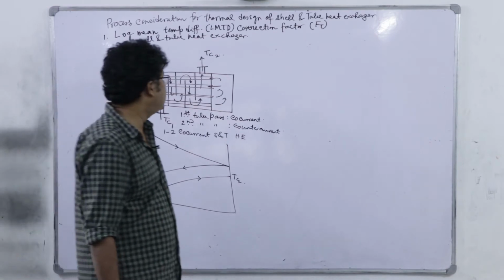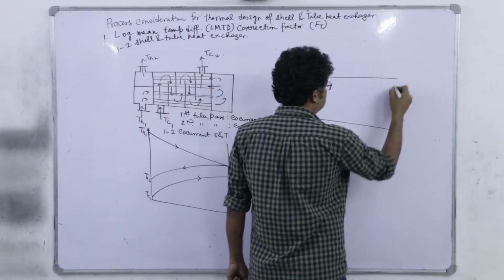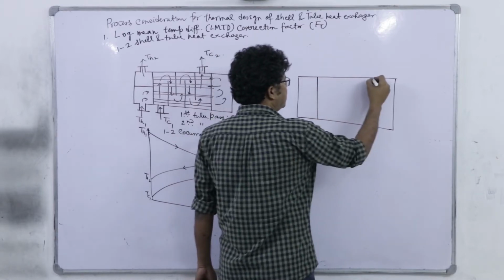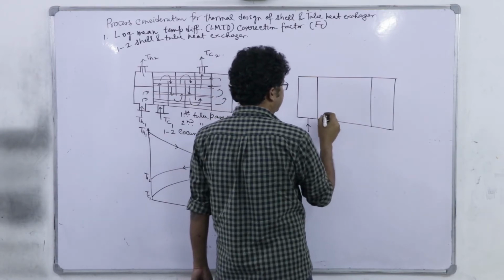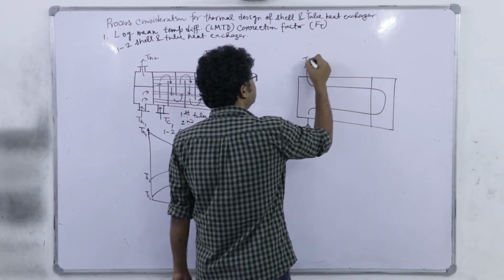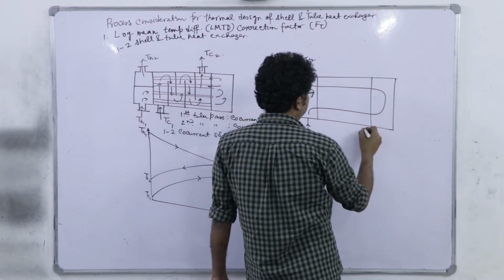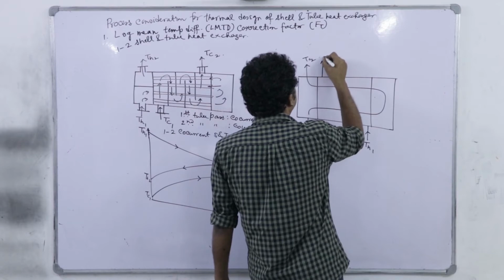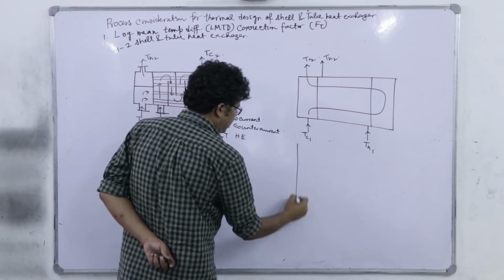On the other hand, if I have an arrangement like this, see, cold fluid here we deliver through the tube side, right? I am not drawing the detail. TC1, this is TC2, and the hot fluid is delivered from this side. TH1, this is TH2, right? So, what is the expected temperature profile?